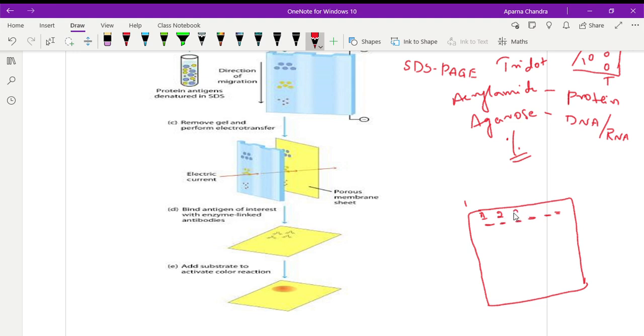Now what are these A, B, C, D that I am writing? These are 4 different samples from 4 different patients. Assume this is from patient 1, this is from patient 2, patient 3 and patient 4. Now we have understood the initial process of separation. Now they run the electrophoresis. So when they run the electrophoresis, what happens?